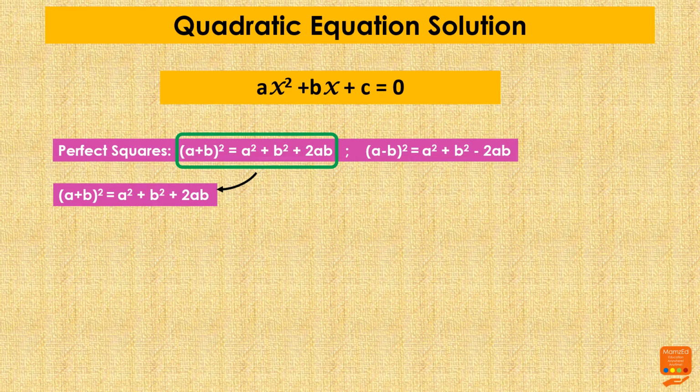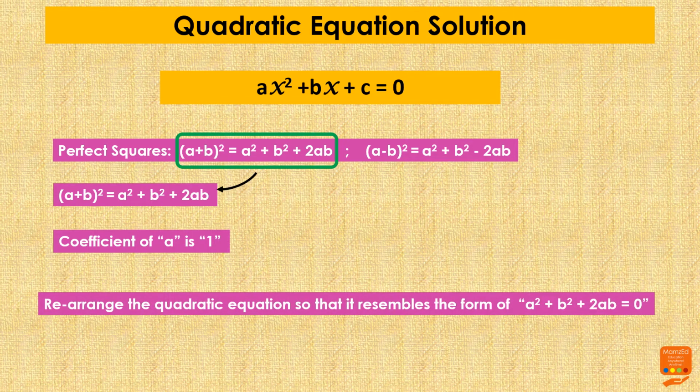And when we look at the equation a squared plus b squared plus 2ab, we notice that the first term a squared has a coefficient of 1. But in our quadratic equation, ax squared plus bx plus c is equal to 0, the first term, x squared, has a coefficient of a. This means that we would have to rearrange our quadratic equation so that the first term has a coefficient of 1.